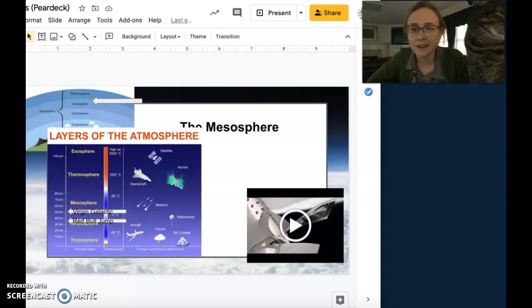Meteors burn up here. This video actually shows what it looks like. There was an aircraft that flew through the mesosphere, and it's cool because you don't see much of the sky, you just see the black space in the mesosphere. You can watch that again, it's in the Schoology page. And that's how high the Virgin Galactic craft went, so several kilometers above the Red Bull skydiver who jumped from the stratosphere. So yeah, again, meteors burn up here.